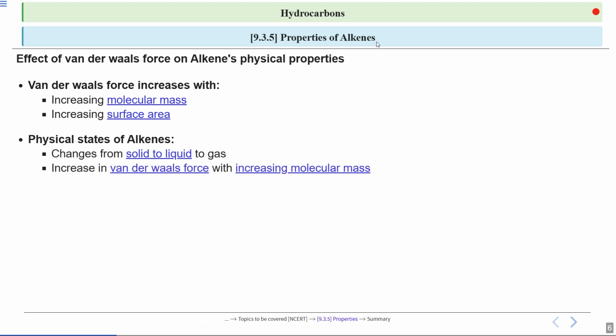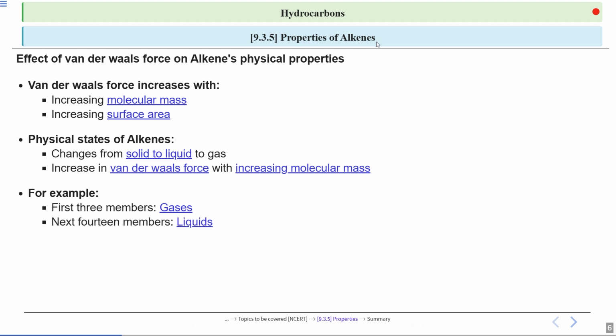So, as the molecular mass of the alkene increases, what happens? What we said is that the van der Waals force also increases. This means higher alkenes need more energy to separate their molecules, which is why they are found as liquid or solid rather than gases. For example, the first three members of the alkene series, which is ethene, propene, and butene, are all gases at room temperature. Their molecules are small, so the van der Waals forces between them are weak and they don't stick together very well, resulting in the gaseous state.